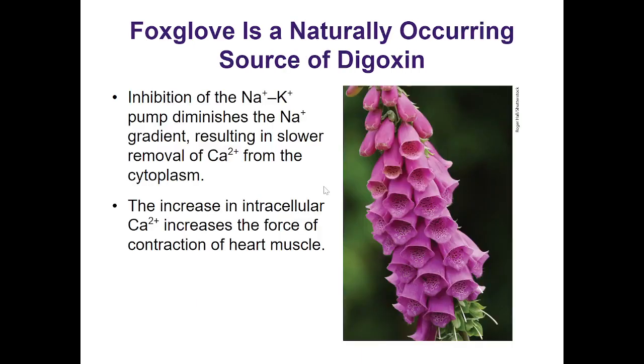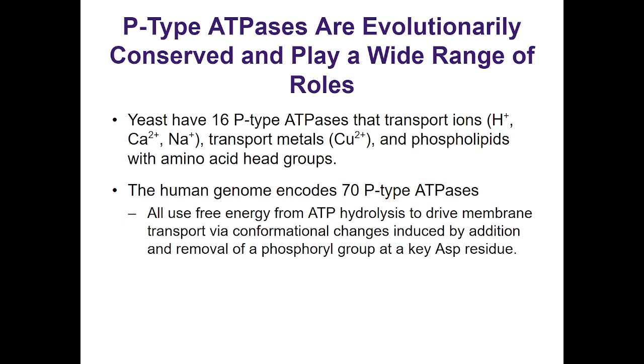Okay, so foxglove is actually a naturally occurring source of digoxin. This is inhibition of the sodium-potassium pump again, which diminishes the sodium gradient, resulting in a slower removal of calcium 2+ from our cytoplasm. The increase in the intracellular calcium 2+ is going to increase the force of contraction of your heart muscle. This right here is what foxglove looks like, by the way. Okay? If you're wondering, it actually is part of a family, and that family has about 2,000 years of history as use of different heart medicines, but also as poisons, of course, to try to kill people. You can use any medicine as a poison, or poison as medicine for that matter. Just the dosage, right? You all heard that saying? The poisoner's model? Okay, good.